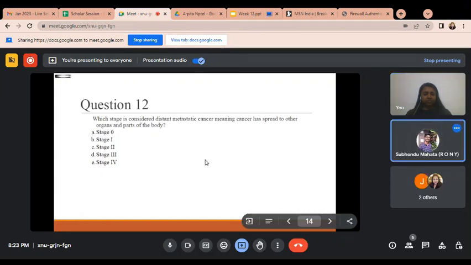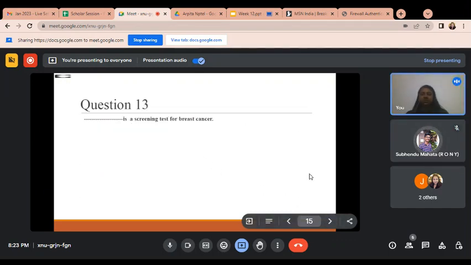Stage 4. Yes, the right option is stage 4. So the next question is, dash is a screening test for breast cancer. So what is the name of the screening test for breast cancer? Mammogram. Yes, mammography. Yes.